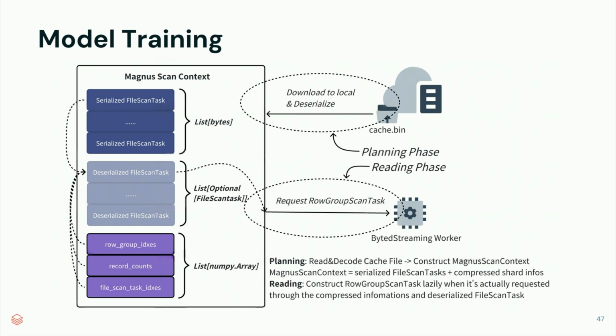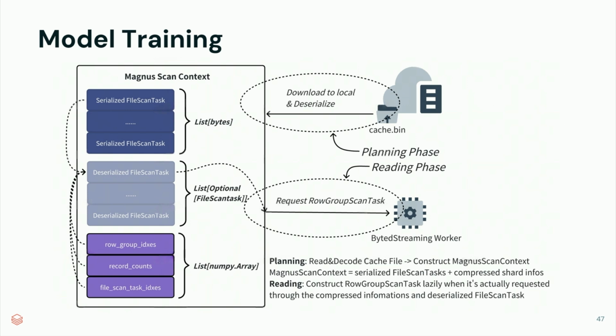If a snapshot of a table is accessed for the first time, we will schedule a task for building the plan cache for this table. And the content of the cache file is serialized from the Magnus scan context object, which has a list of bytes representing the serialized file scan task objects. There are also some empty slots for the deserialized file scan tasks, together with some NumPy arrays, which are compressed representations of the row group scan tasks.